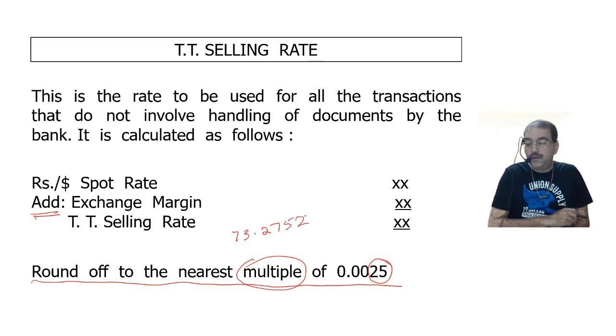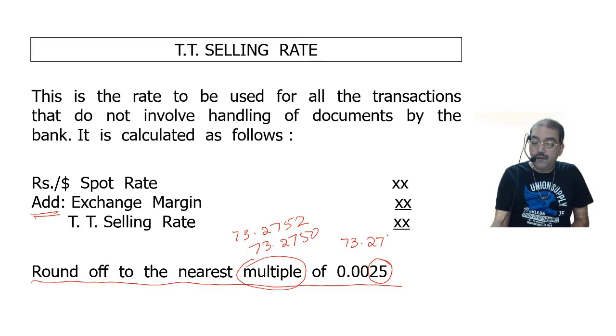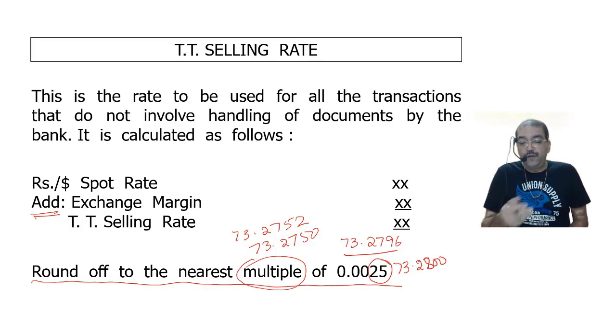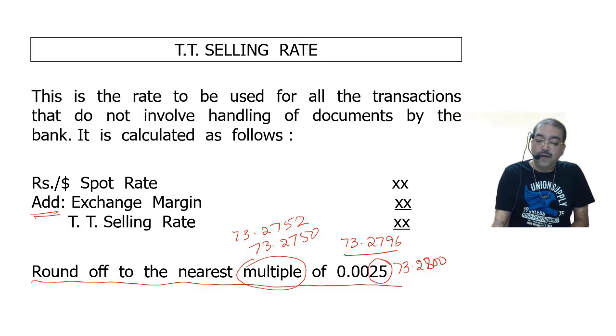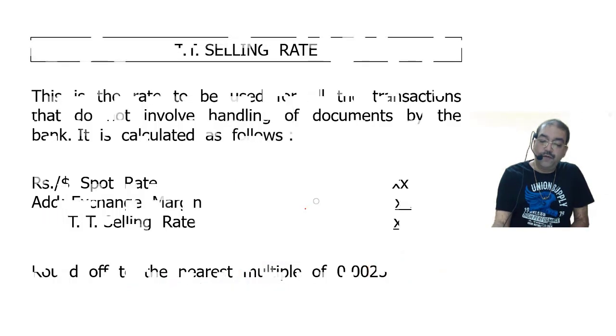73.2752. Now you can't say that this is the rate. It has to be rounded up to the nearest multiple of 25. So I will say this is equivalent to 73.2750. Nearest multiple of 25 is 50. Suppose we are having 73.2796. So this I will write as 73.2800, nearest multiple. 796 will become 800. Suppose we are having some figure like 2777.